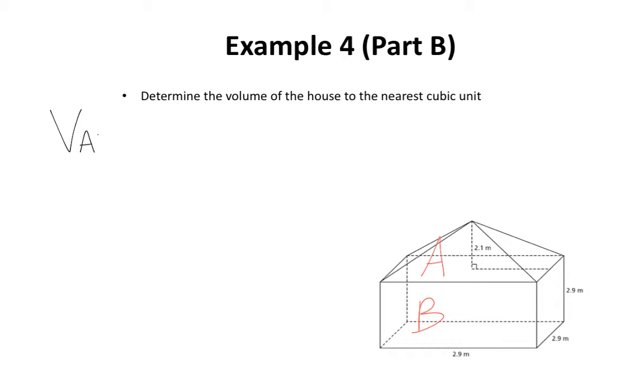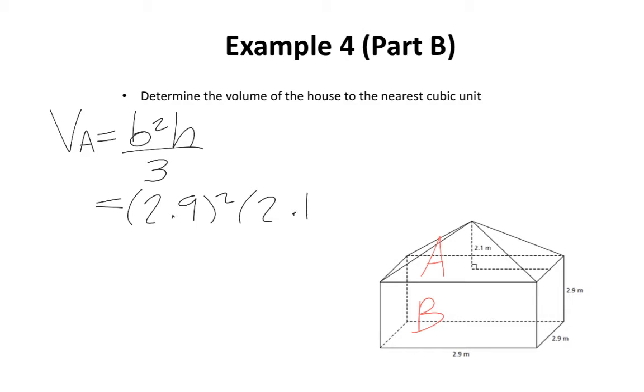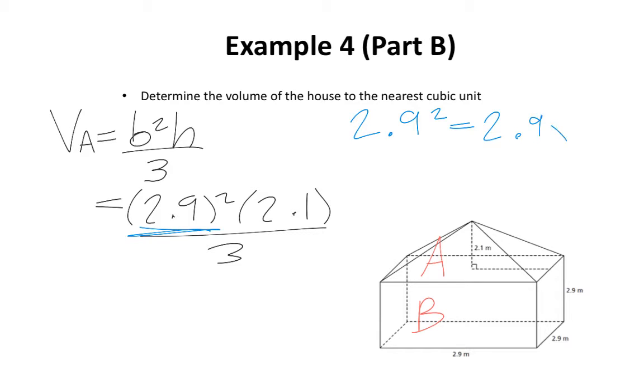So the volume of A is base squared multiplied by h divided by 3. At this point, all you need to do is substitute in your known values. So I know that the base of my pyramid is 2.9, and that is going to be squared. The height of the pyramid is 2.1, and I just divide by 3. Don't forget, when you're squaring something, it is multiplying by itself. So 2.9 squared is the same thing as 2.9 multiplied by 2.9.